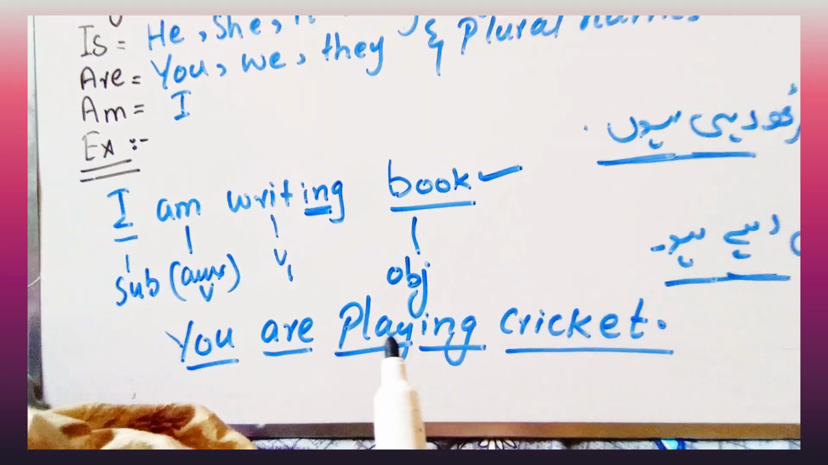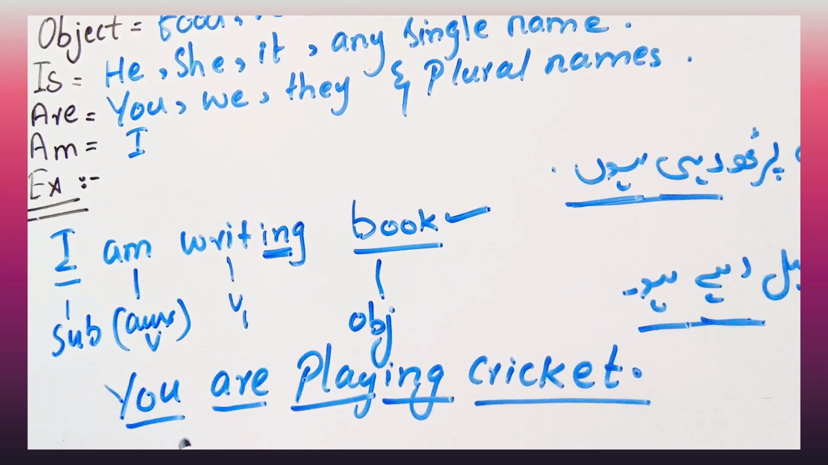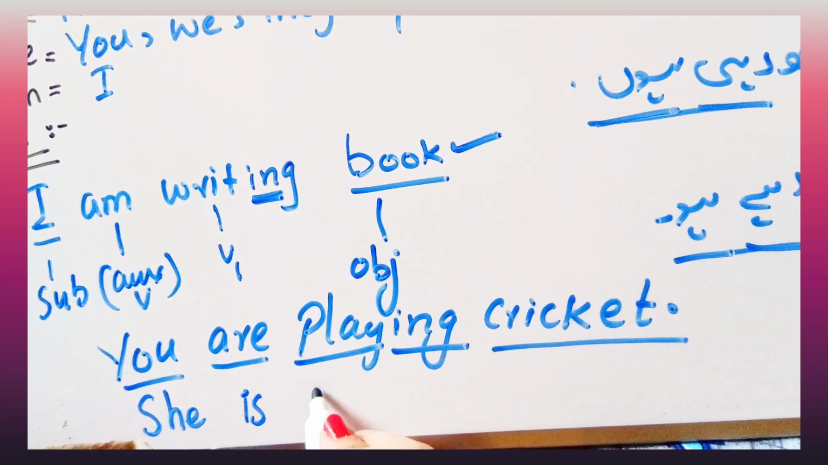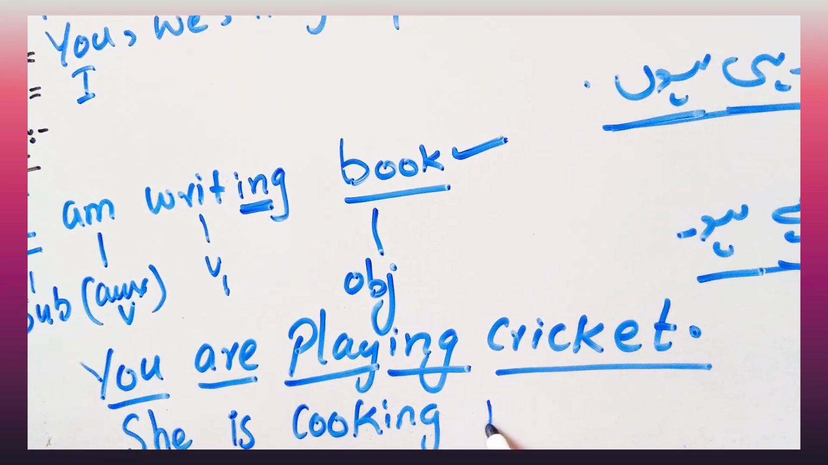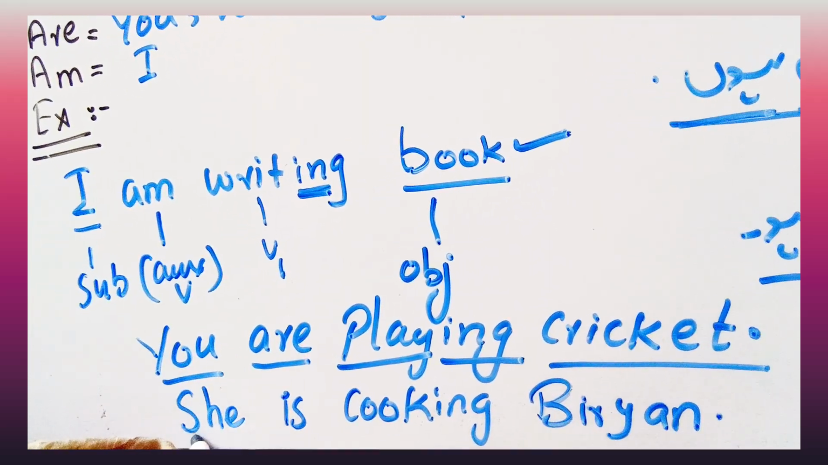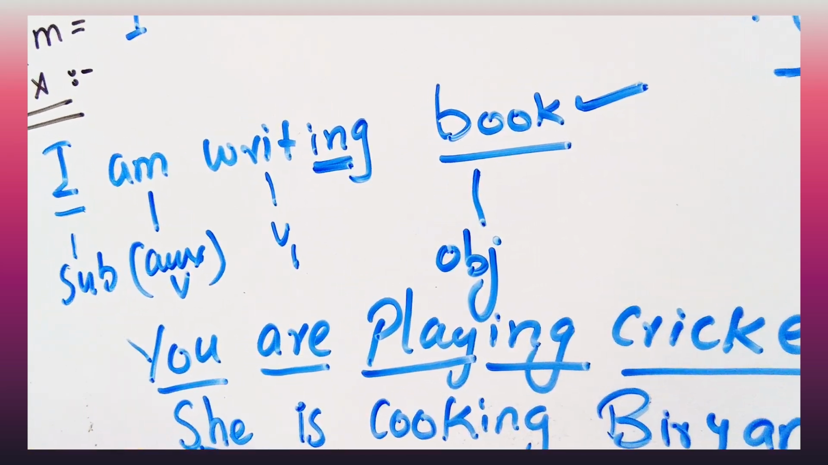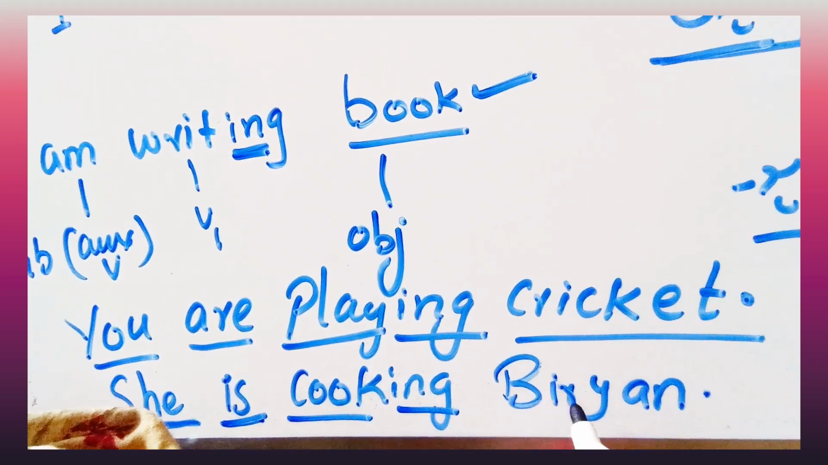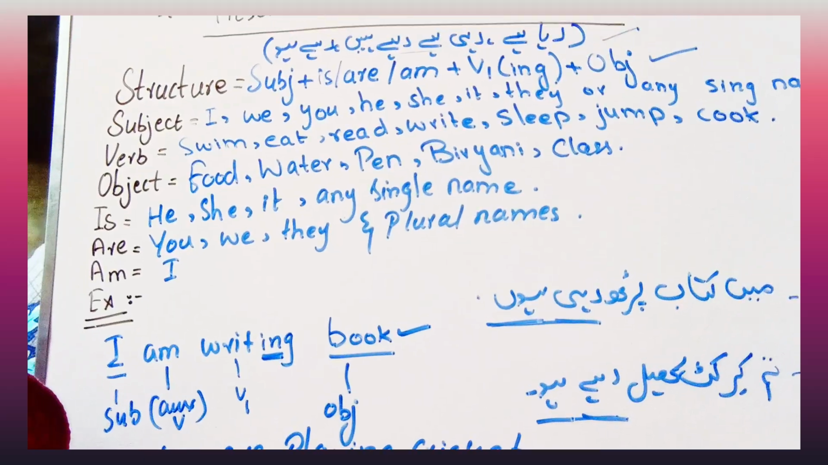this is the object. And if we talk about the last one, if I say she is cooking biryani. As you can see, this is basically the third person. This is the subject, this is the auxiliary verb, and this is the first form of the verb with ing plus object. So this is all which we discussed today.